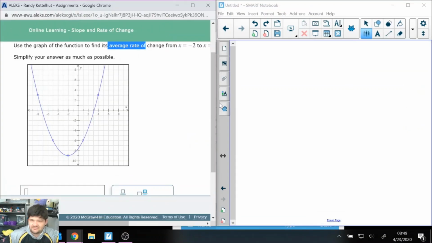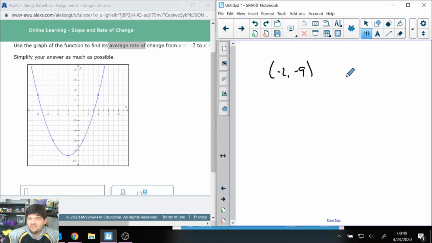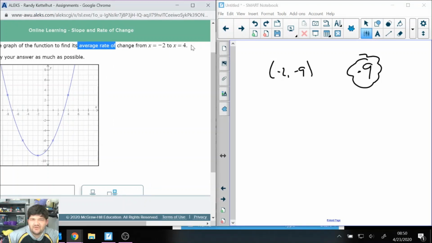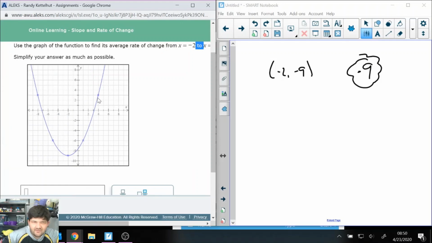Negative 9. So over here, our first point is negative 2, negative 9. But mostly I'm worried that it starts at negative 9. And then if we go to the next point, it goes to 4 is the one it asks us for over here, 4. So to go to 4, we're looking at 4 and it goes up to, excuse me, 3. 1, 2, 3. So over here, then it goes up to 3.